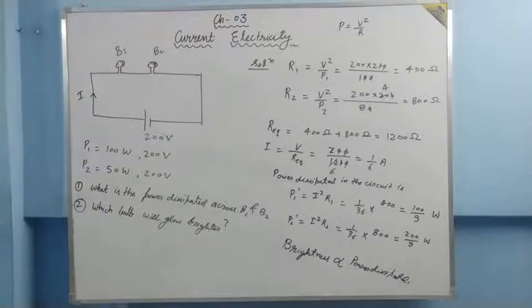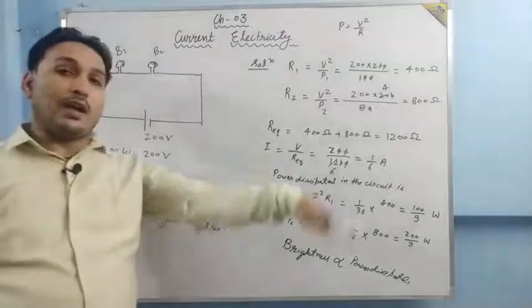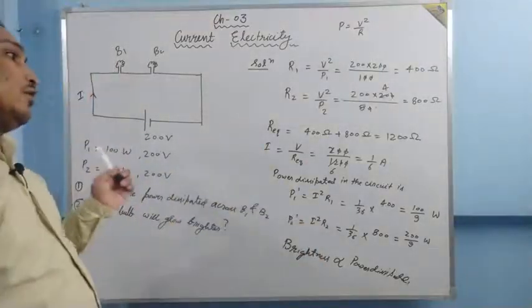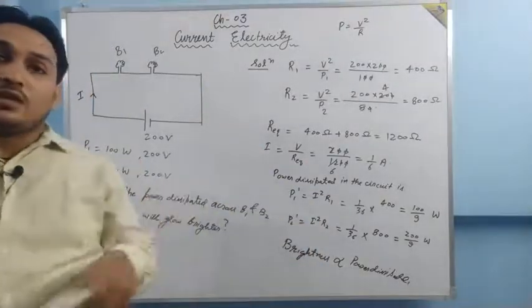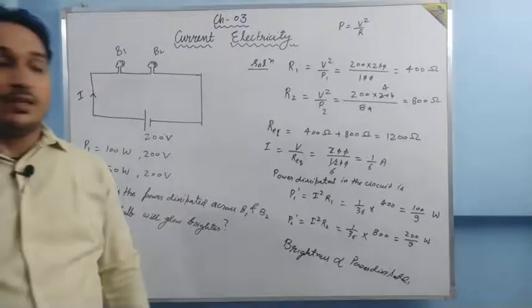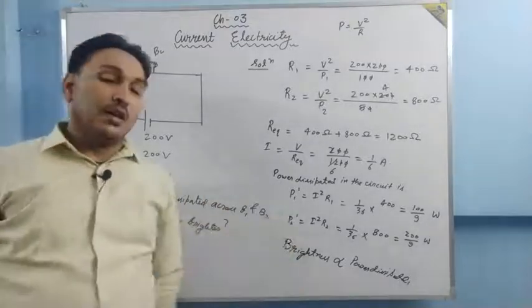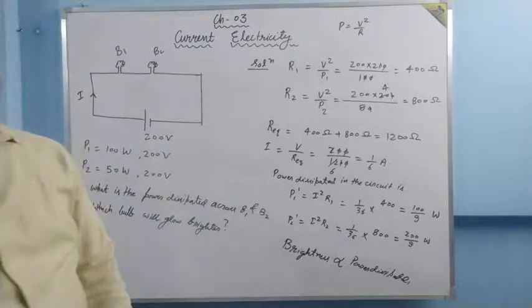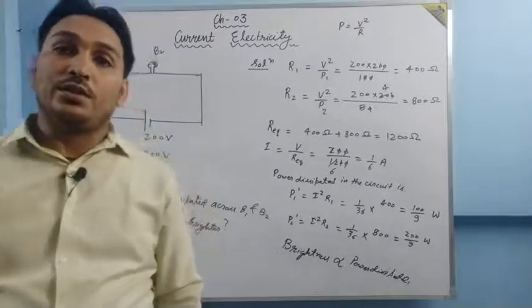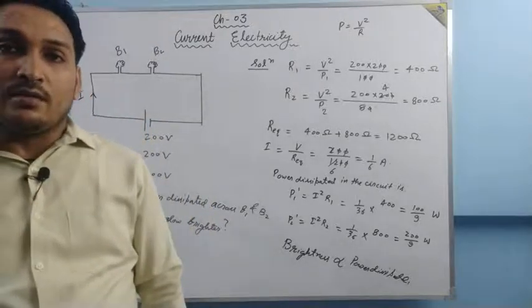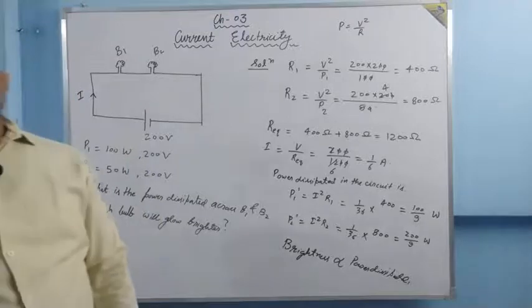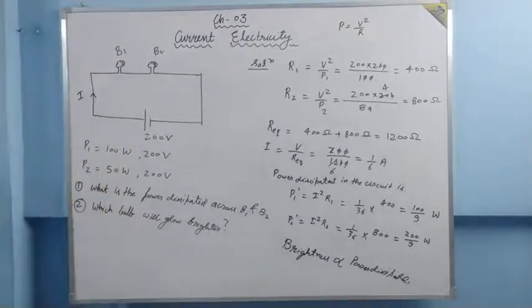If the same question had been asked for a parallel combination instead of series, I would have solved it with V, because V remains constant. So instead of using I squared R, I would have used the formula P is equal to V squared upon R, because in a parallel combination, voltage remains constant. Okay? Let us do some more questions.